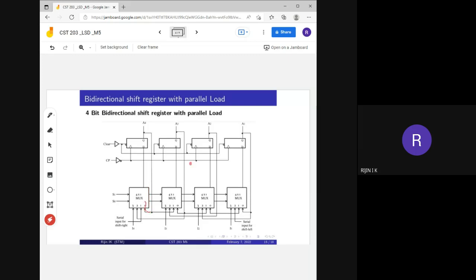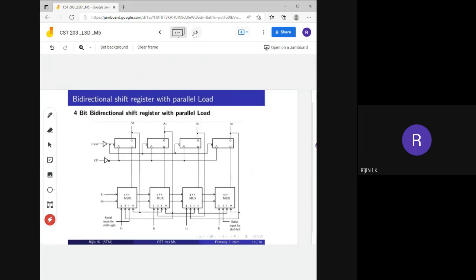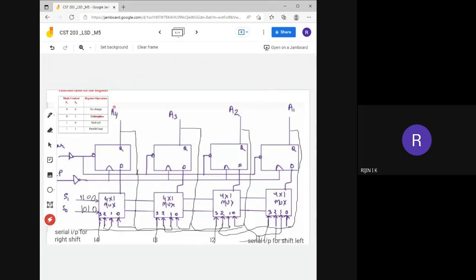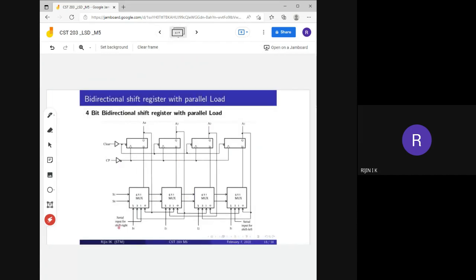If it is 0 0 means what? It will retain the previous state. Okay, 0 0 means the same flip-flop will retain its previous state. Then if it is 0 1, what operation it has to perform? It has to perform shift right operation. So you have to provide the serial input for line number 1, and you can take the previous output, and that will be given as the input for line number 1 here.